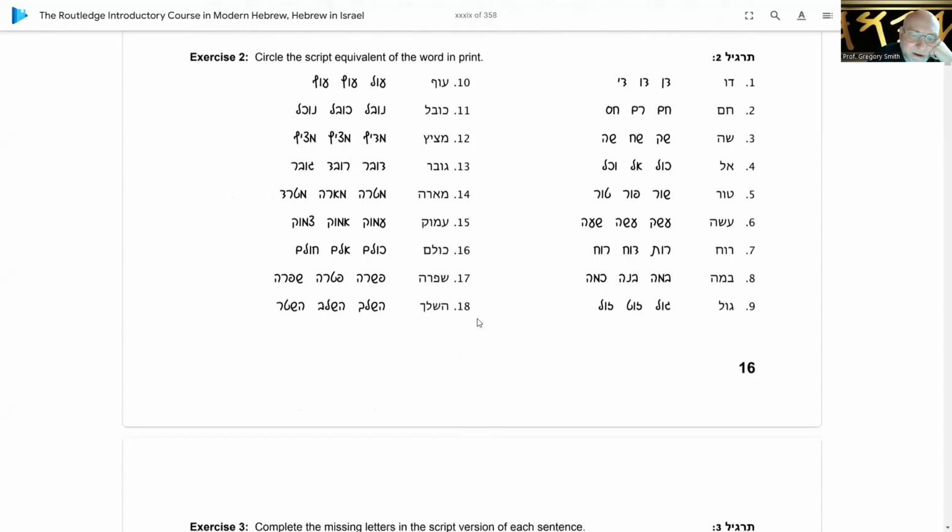Okay, number 18, we have, this looks like hashlech. We have to type it in. I guess I didn't pronounce it right.